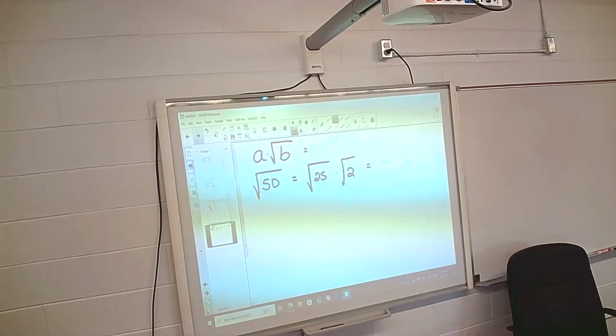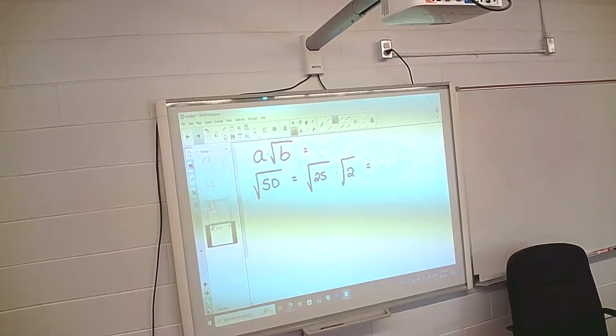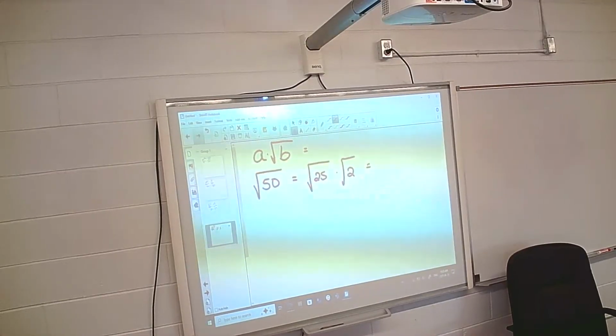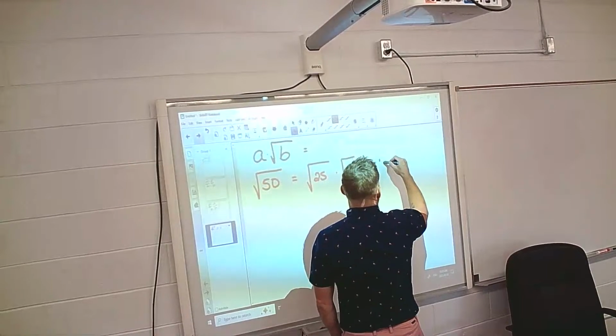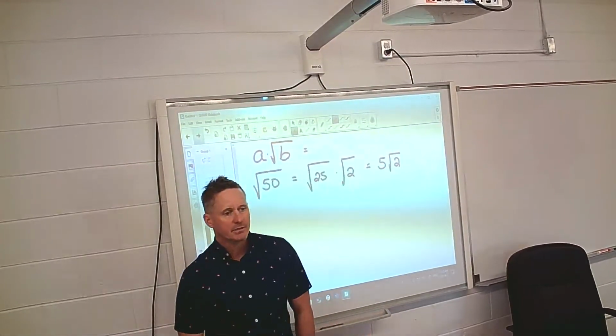So I am attempting right now to change a whole radical into a mixed radical. A mixed radical will have a value on the outside called a coefficient and a value on the inside, which is an irrational number, something that can't be broken down. What is the square root of 25? 5. 5 root 2. That is the mixed radical.